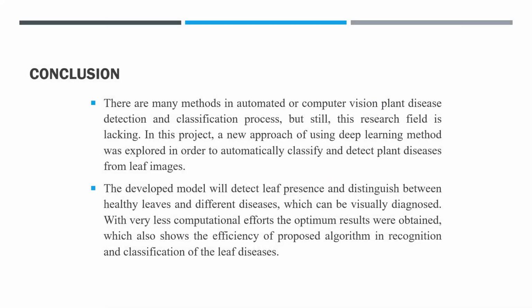In conclusion, there are many methods in automated or computer vision plant disease detection and classification process, but still this research field is lacking. In this project, a new approach of using deep learning method was explored in order to automatically classify and detect plant diseases from leaf images. This developed model will detect leaf presence and distinguish between the healthy leaves and different diseases, which can be visually diagnosed.